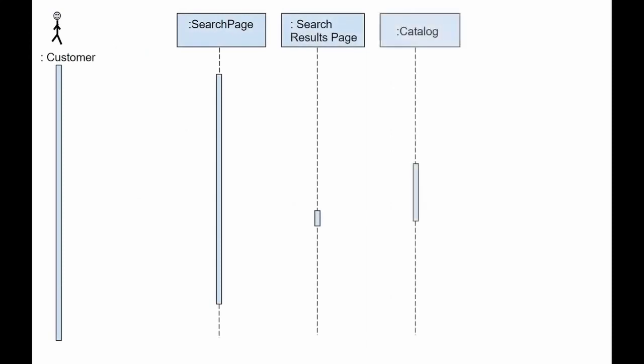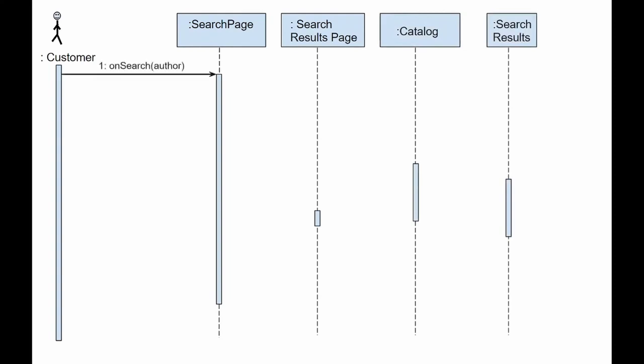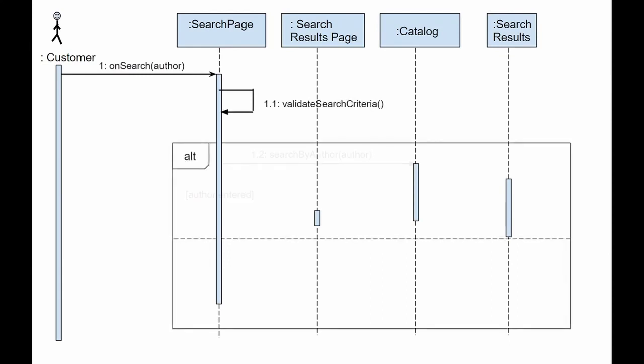Following the main scenario, the buyer enters the author's name in the search box and clicks the search button. The system validates the search query. If the validation passes, the system searches the catalog for the author's books. When the search is complete, the system displays its results.